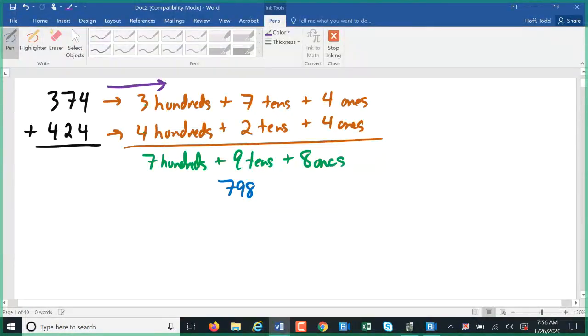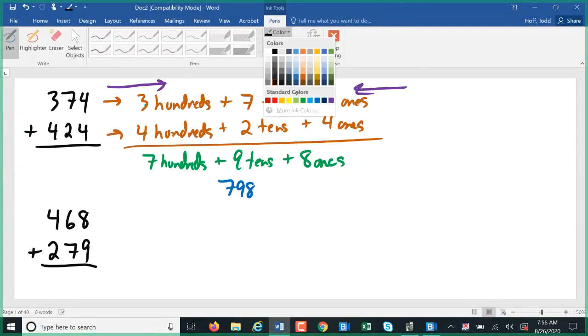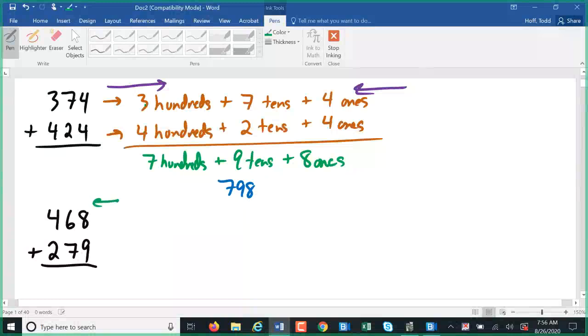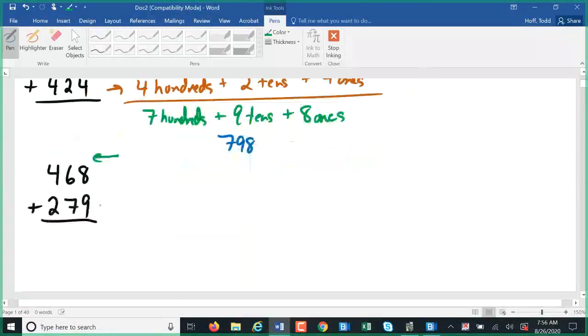I added left to right. Typically, we start at the end of the number and we add right to left. We do that in case we have to do what? Carry over. Carry over, good. In a number like 468 plus 279, we start on the right and work our way back to the left in case we run into this.